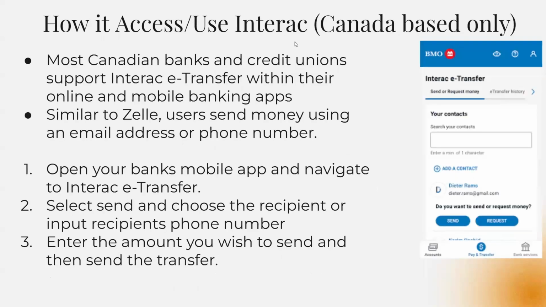And how to access Interac, which is for Canada. Most Canadian banks and credit unions support Interac e-transfer within their online and mobile banking apps. It's similar to Zelle. Users send money using an email address or phone number. So you just open your bank's mobile app, navigate to Interac e-transfer, select send, and choose the recipient or input the recipient's phone number, then enter the amount you wish to send and send the transfer.